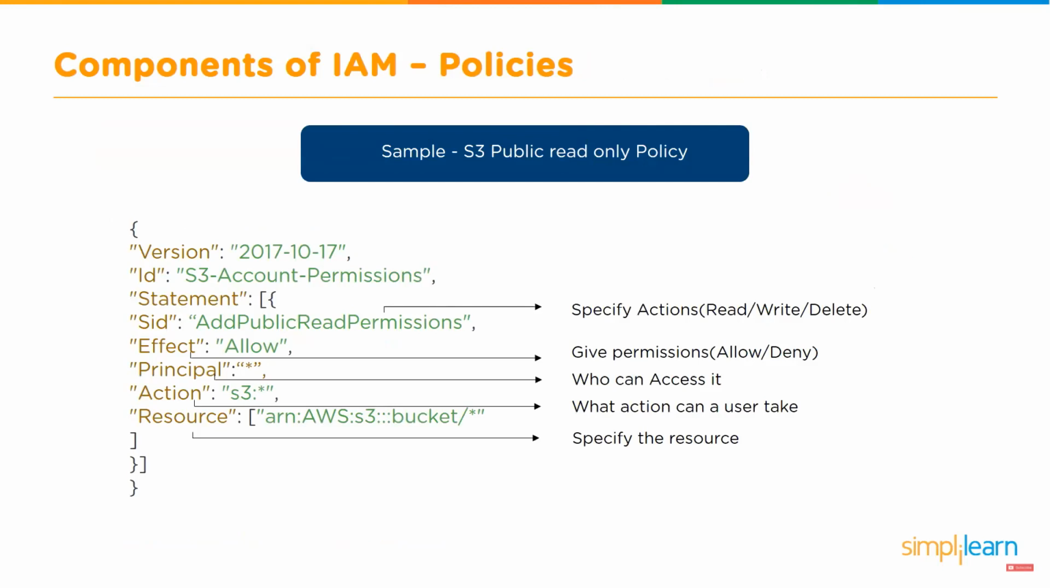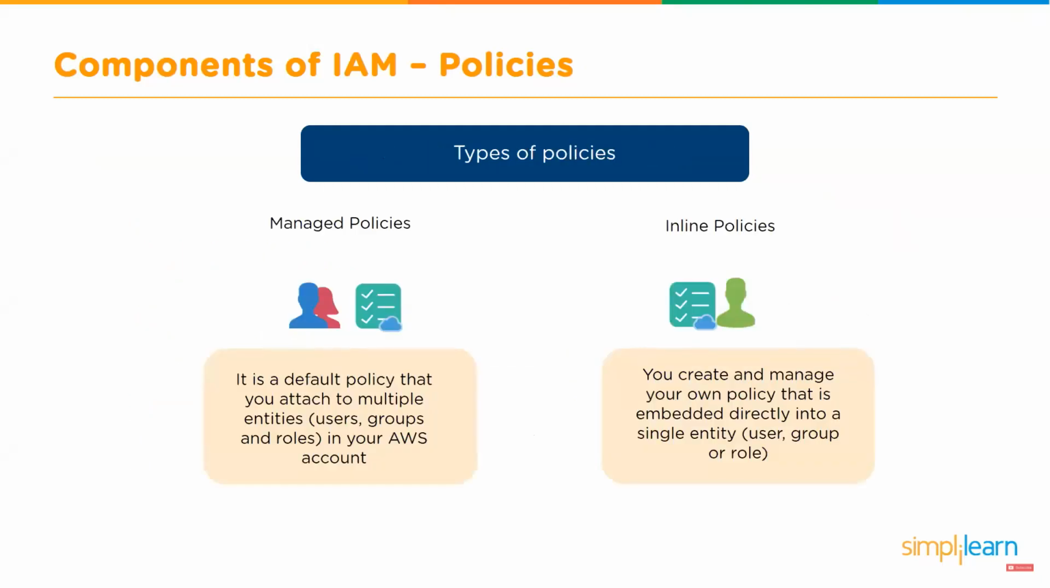So the effect is allow or deny. Here it's allowing, and the principal is any. Who can access it? It's any. And action, any action in S3, put get request, and the resource is any bucket in S3. So that's how a basic policy is formed, by answering those basic questions. So let's talk about the types of policies.